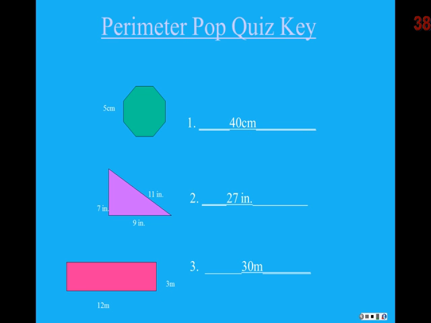Okay, and James, did you get 27 inches for the second one? How did you do that? You took 7 plus 9 plus 11. Okay? And then number 3, how'd you get 30? No multiplication. We're not doing area. You add 12 plus 3, 12 plus 3. Opposite sides are equal. So if I have 3 here, I got 3 here. If I have 12 here, I have 12 here. So the total's 30. Any questions on perimeter?